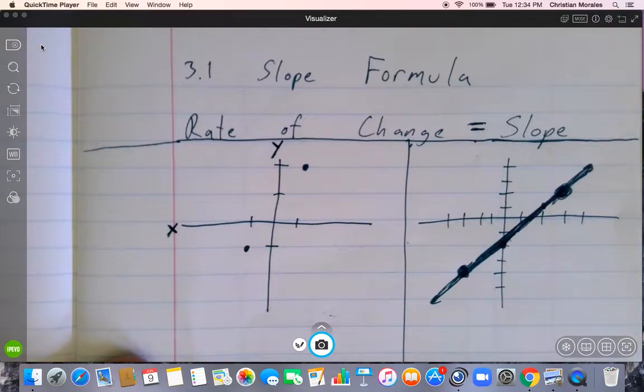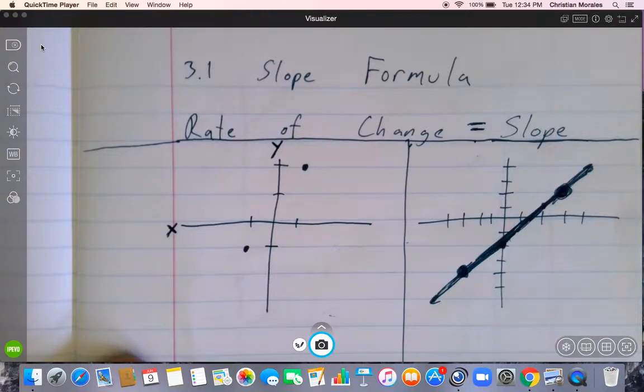So day 3, lesson 1, the slope formula. So guys, we're going to talk about slope for this first lesson. And the first thing I want to tell you is the slope is the rate of change. So what does that mean? The rate of change is how fast something is moving, growing, changing.